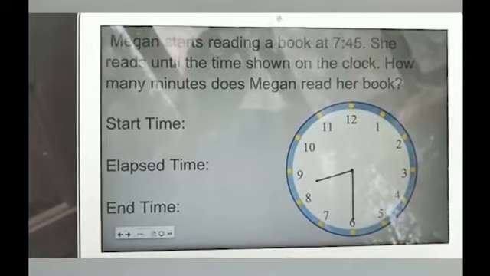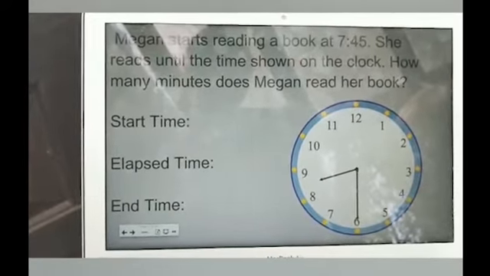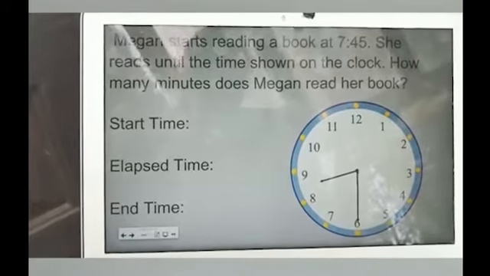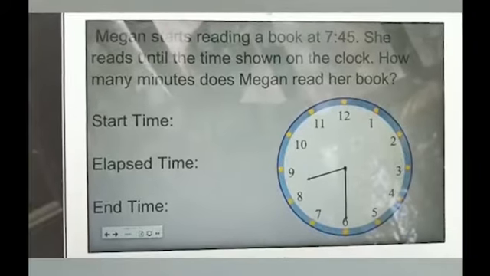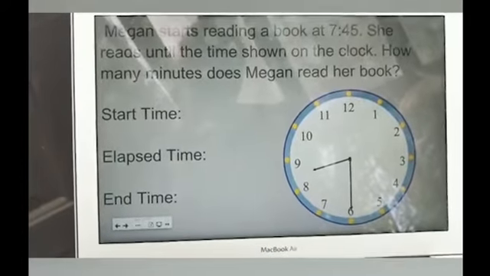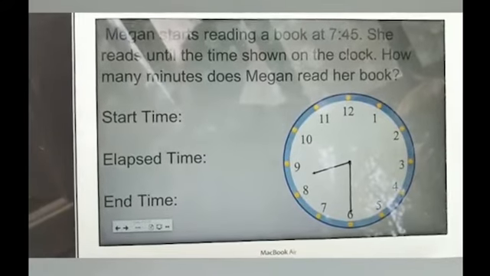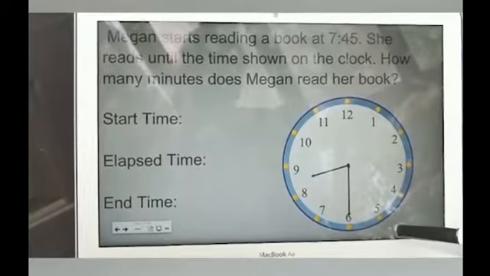Megan starts reading a book at 7:45. That sounds like a start time to me. So I think we have this piece of information. She reads until the time shown on the clock. That sounds like a stop time to me, so we've got to figure out what time is on this clock.